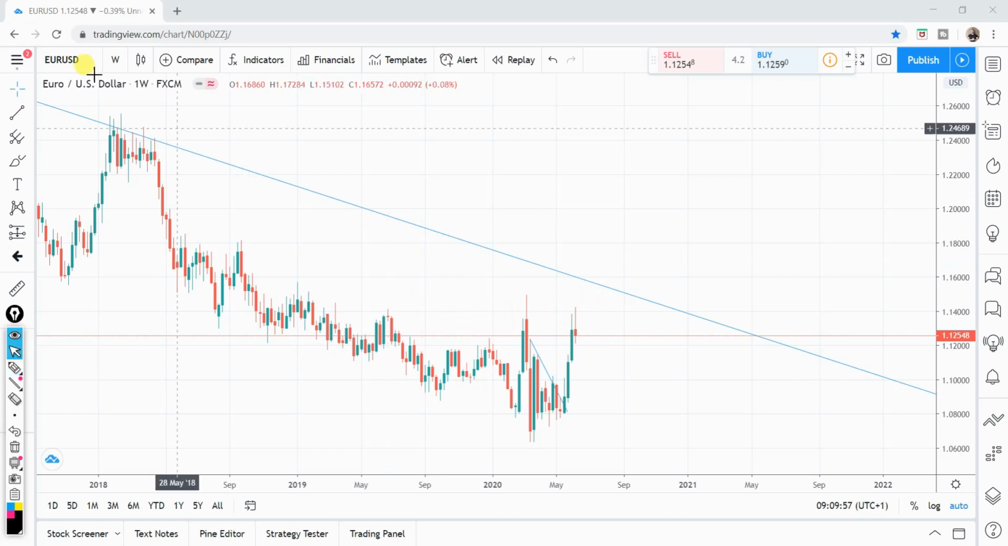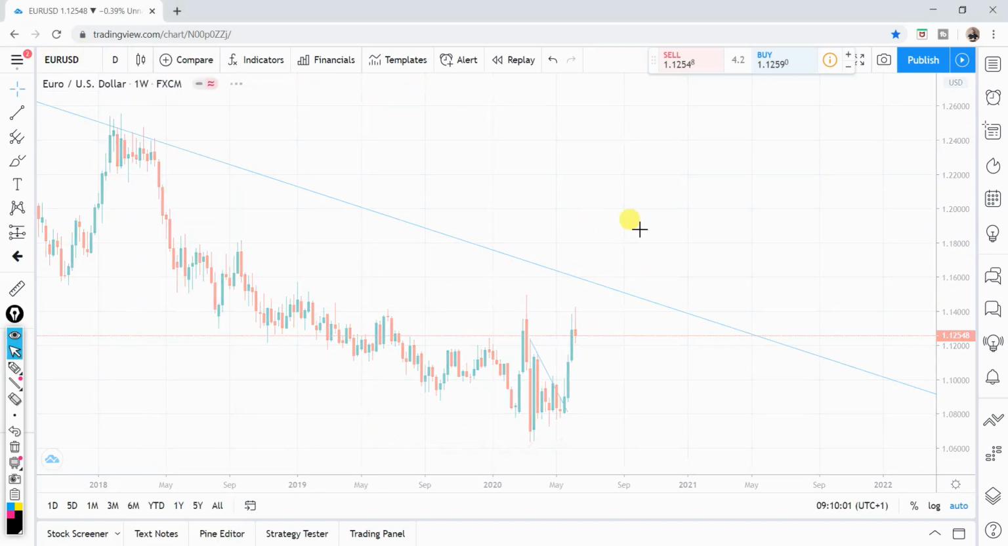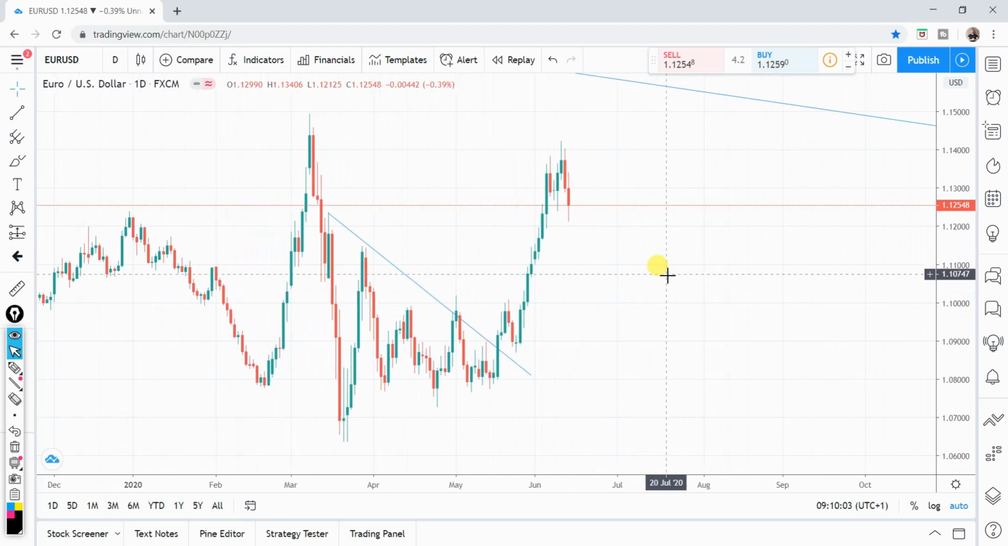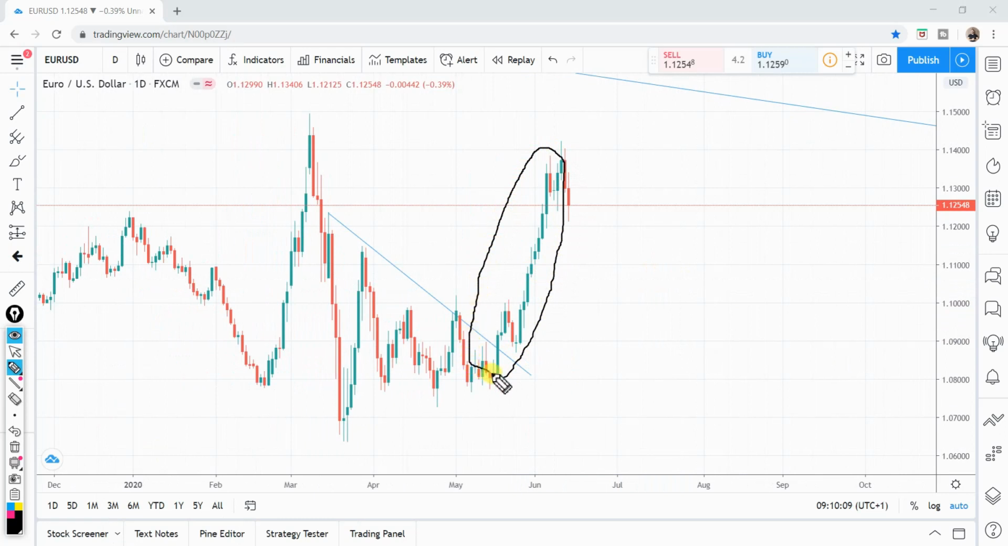So let's go to the daily time frame. Okay, so we've seen that we had this nice uptrend. It's pretty strong momentum towards the upside, and now when the price tested that weekly high, it's having a reaction, as I said, with the indecision candle on the weekly time frame.